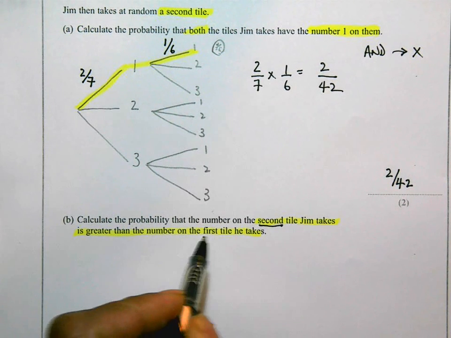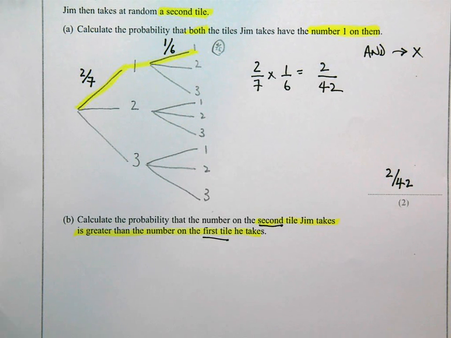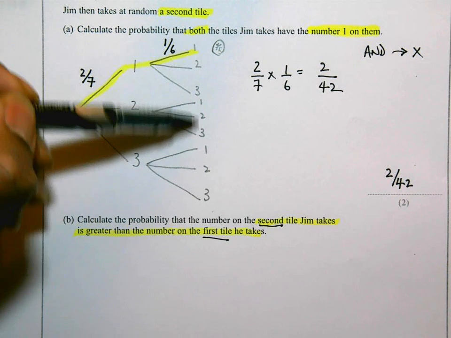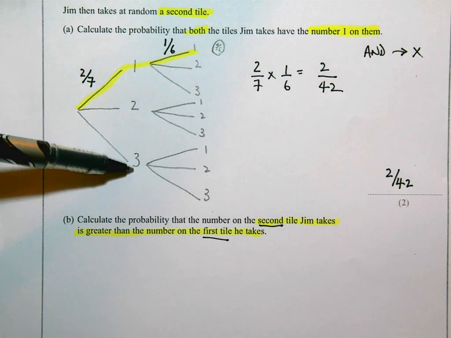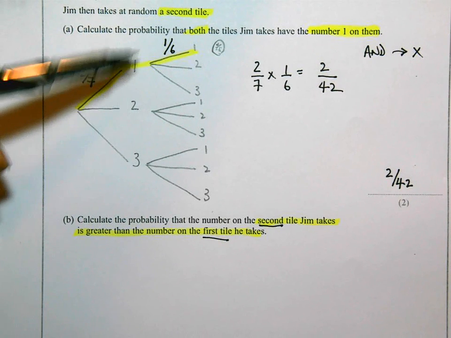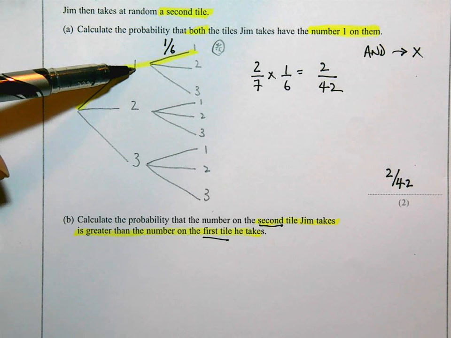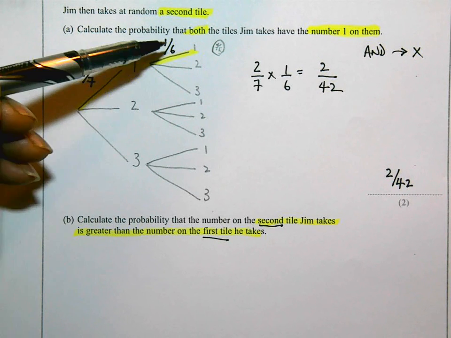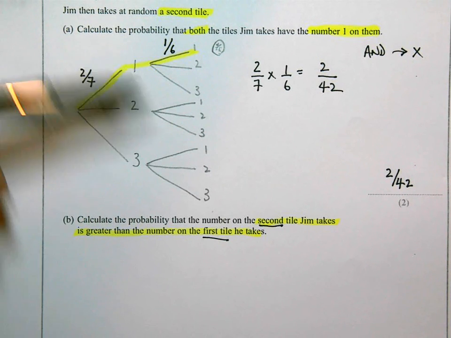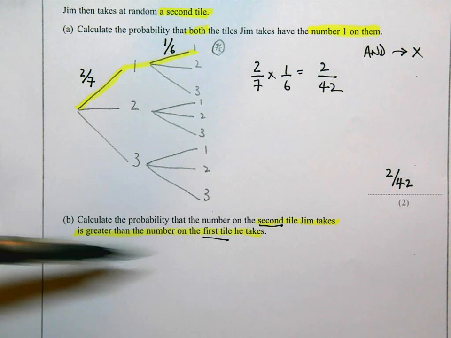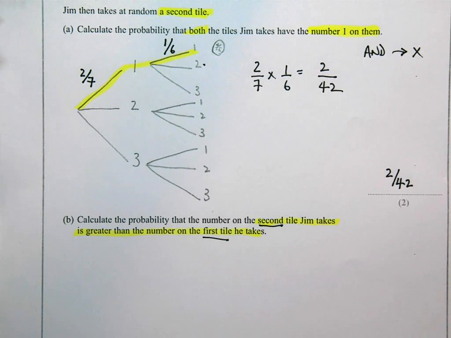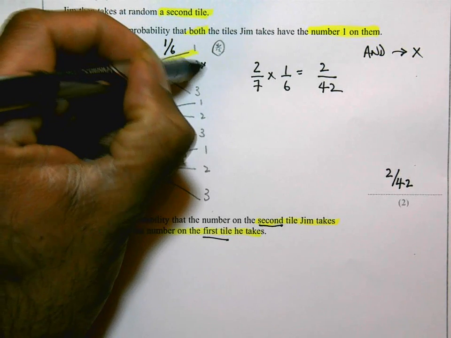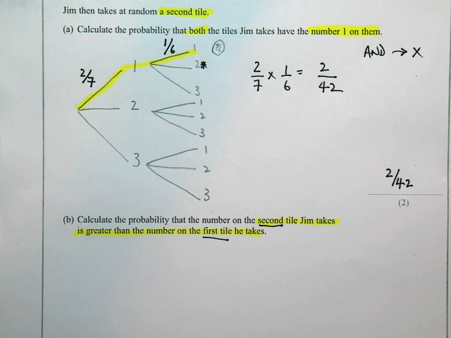So, these are all the second tiles, right? And this is the tile that he gets in the first pick. So, if he picks a 1 the first time, what's the probability that the second tile is greater? So I'm interested in the result there. So that if he picks a 1 the first time, what's the probability he'll pick a 2 the second time?